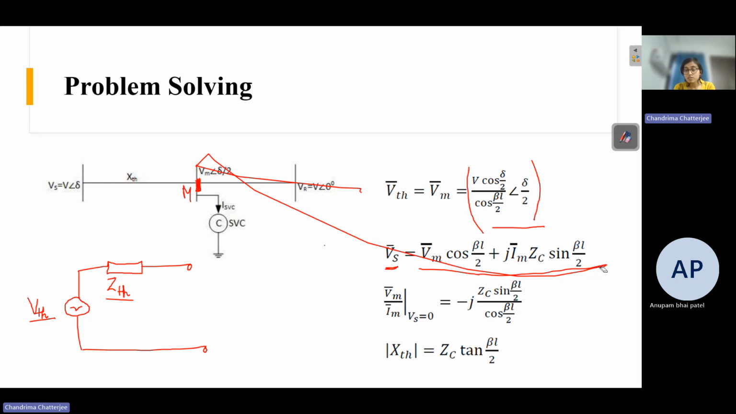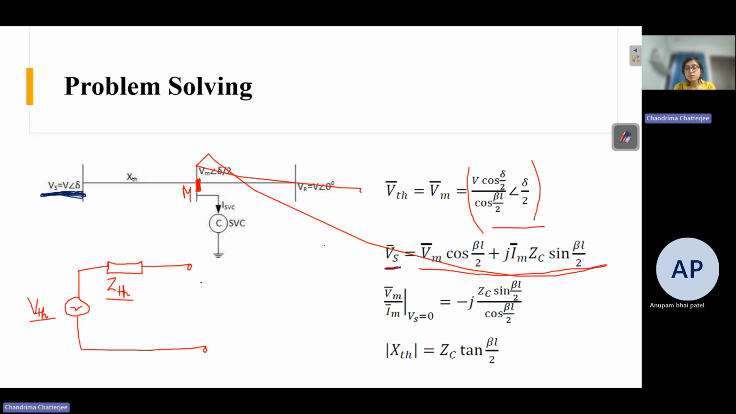Anyway, the sending end voltage we can express in terms of midpoint voltage and midpoint current. Whenever we determine the Thevenin equivalent impedance, what we need to do is short circuit this voltage source, this sending end voltage source. So whenever you determine a Thevenin equivalent impedance, you just short circuit the other voltage source.